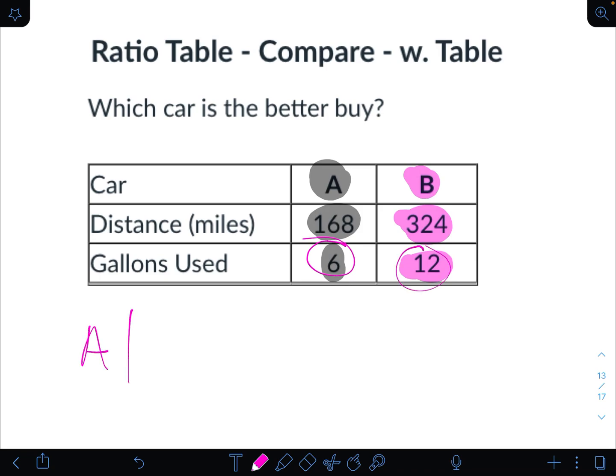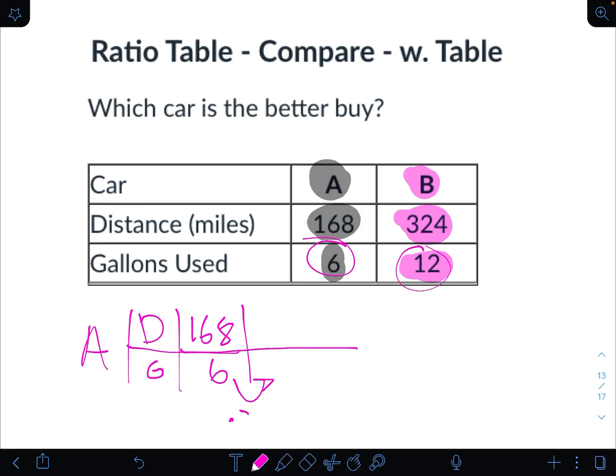So for car A, distance in gallons, 168 into 6. If I double 6, I get 12. If I double 168, I get 336. So now you actually got to think, okay?